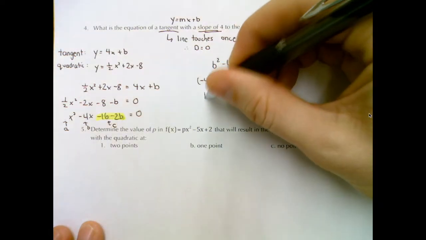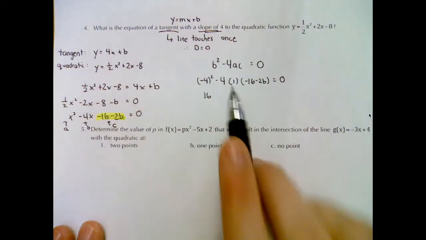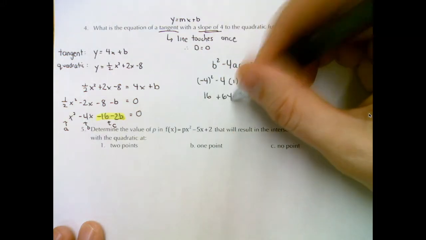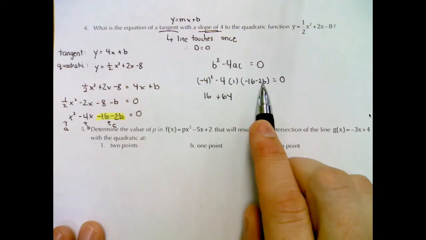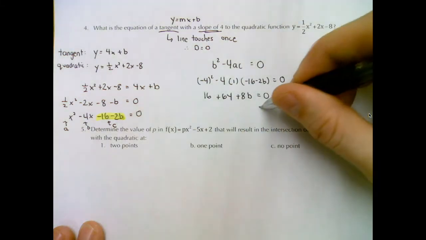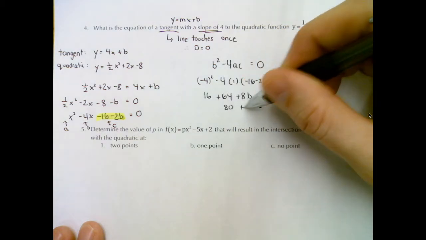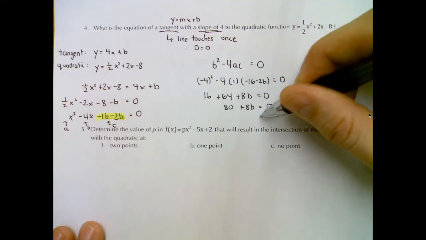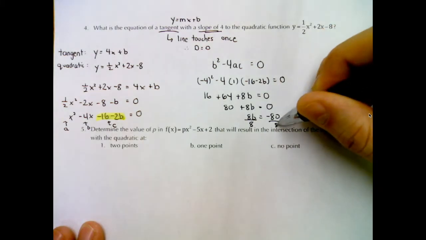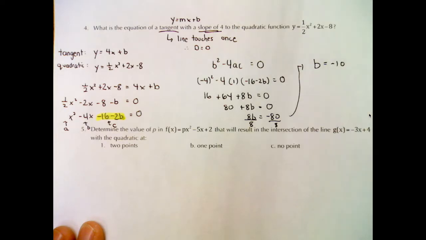Negative 4 squared is 16. Negative 4 times 1 is negative 4. Negative 4 times negative 16 is 64. And negative 4 times negative 2b is 8b. And now we've got to do a little bit of math. 16 plus 64 is 80 plus 8b. And if we move the 80 over, we get negative 80. And if we divide by 8, we get b equals negative 10.